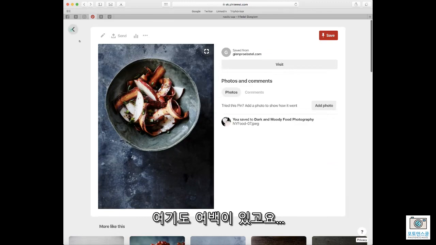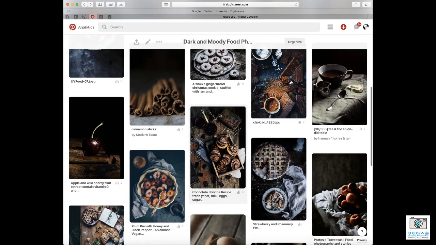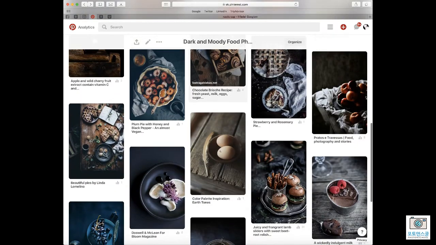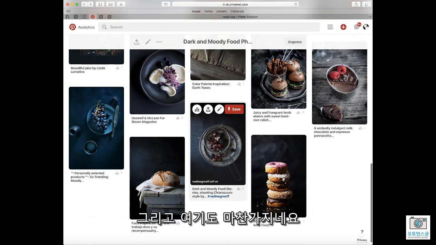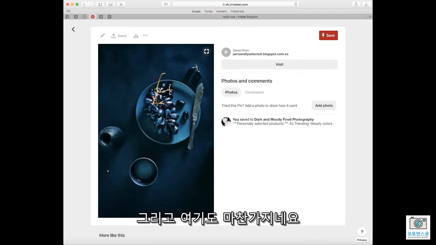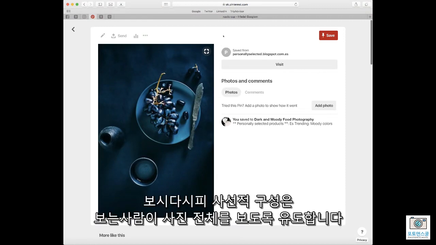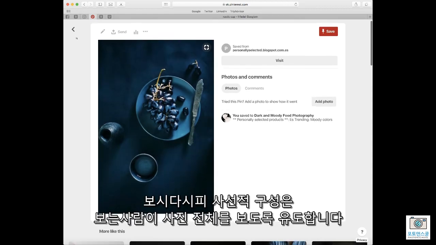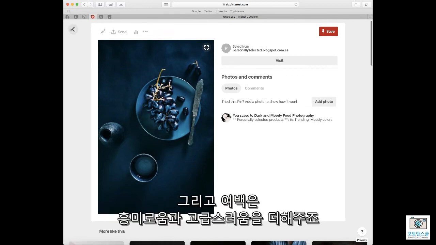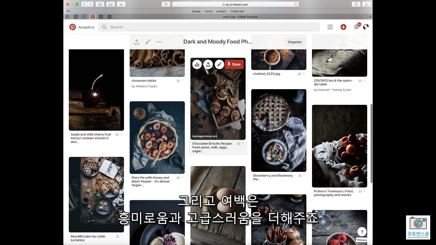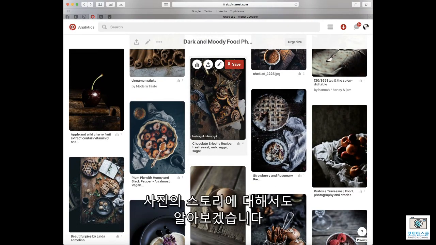Here is the negative space. Here is a negative space in this picture. And again here. So as you can see, with diagonal composition you can lead the viewer through the whole picture, and this negative space gives a kind of elegance to the picture and makes it interesting, so you can play with that too.